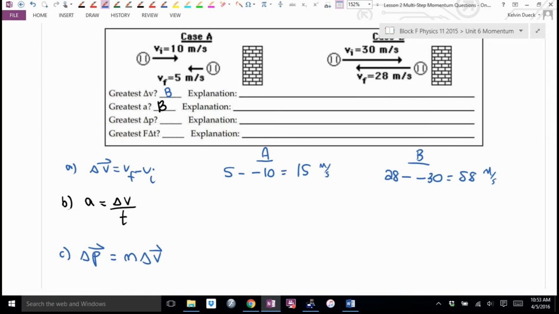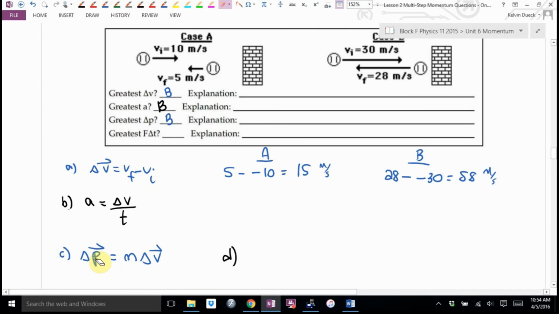Which one had the biggest delta V? That's what we answered in the very first question. Which one has the biggest impulse then? Which one has the greatest F times delta T? What did you answer in part C? Did you look at your answer from part C? By the way, if you haven't figured it out yet, for a lot of these questions, if you're stuck, look at the previous thing you answered. What's this a symbol for?